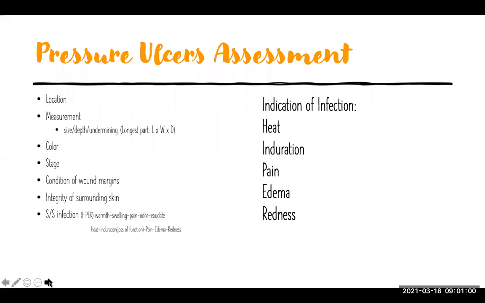So now we're going to really get into what a pressure ulcer is and how we assess pressure ulcers. We look for their location. You're going to measure them. You look at the color, the stage, condition of the wound margins, integrity of the surrounding skin, and any signs of infection. So we've already talked about the classic signs of inflammation, and that's what we're talking about here with infection.